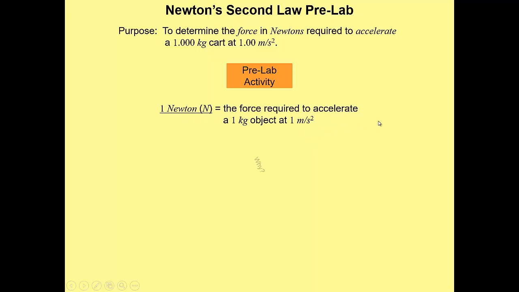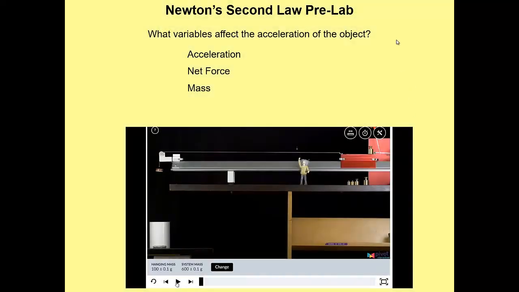But that kind of begs the question, why? Why is 1 newton the force required to make a 1 kilogram object accelerate at 1 meter per second squared? Right? And for that, we need to know a little bit more about how force, mass, and acceleration relate to one another. And so that's the lab we're about to do. And this will be called Newton's second law when we're all said and done with it. And it is probably one of the most important math models in all of Newtonian mechanics. Without understanding this, it's almost impossible to understand why things move the way they do.